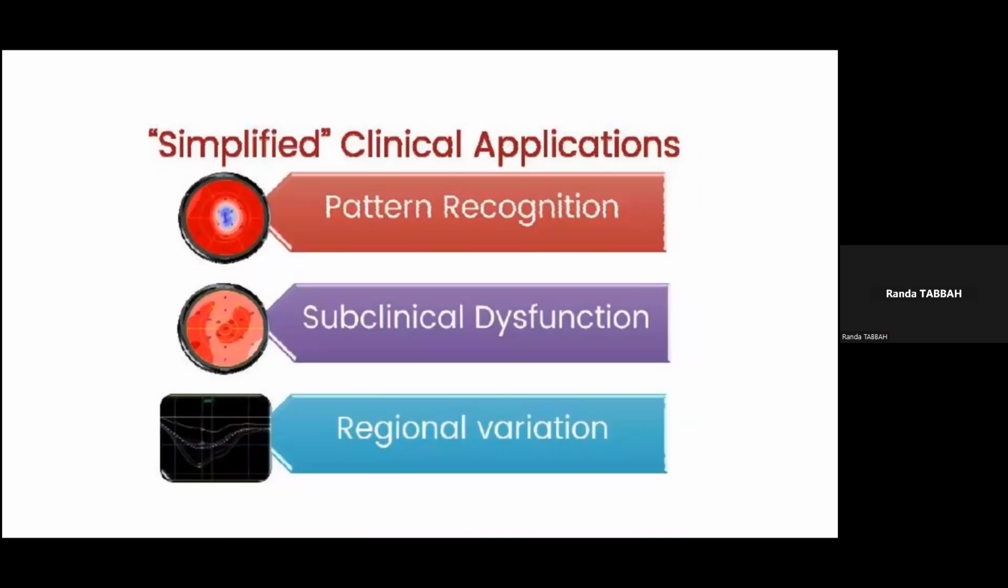So what is the clinical application? We have some pattern recognition. For example, if in the middle we have the apex of the ventricle, if the apex of the ventricle is conserved and in the other walls of the ventricle we have an issue, what we call apical sparing. It means this patient has a pattern of amyloidosis, for example. So we have several patterns. And it also can give us an idea about some subclinical dysfunction and some regional variation.